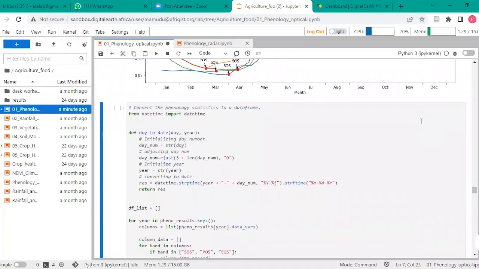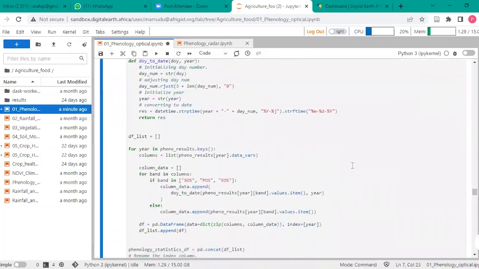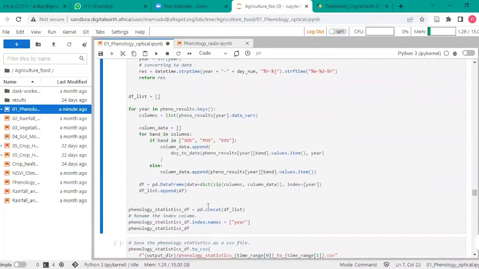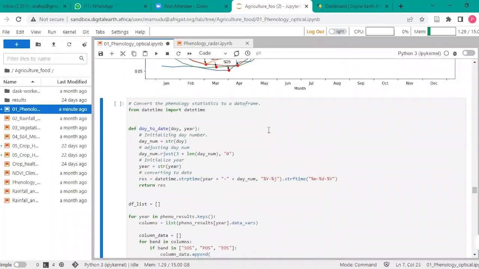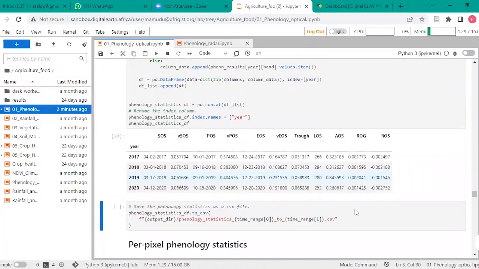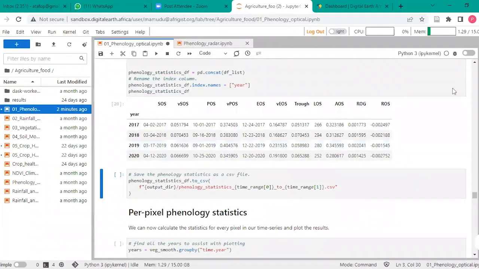Now, we need to convert this phenology data set into a table, which would also be saved into our working folder. So this helps to convert this phenology data set into a table data set. So we'll run this. And so it creates a table of the phenology, giving us the same information that was used to plot the graph.